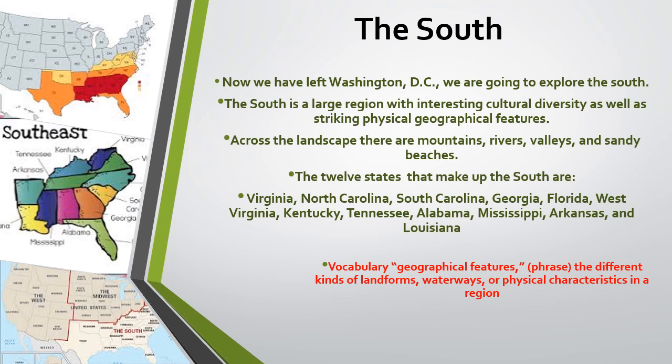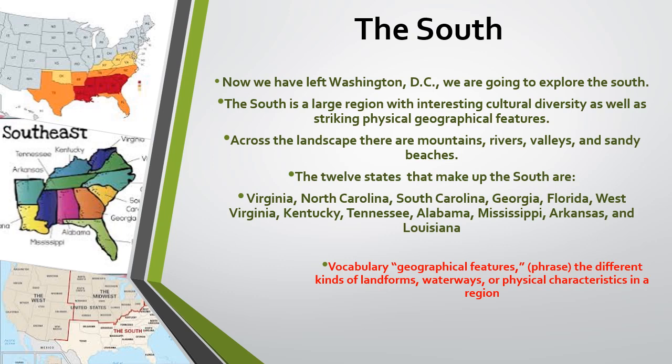Okay, are we ready and sitting comfortably? So let's continue our journey around America. We are going to the South today. We've left Washington, D.C., and you can see on the map on the left whereabouts we are. It's highlighted. The South is a large region with interesting cultural diversity as well as striking physical geographical features. Across the landscape there are mountains, rivers, valleys and sandy beaches.